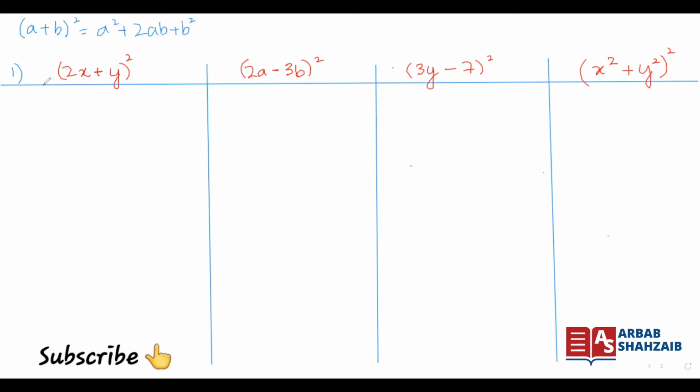So see, consider this is term A, this is B, and this is a plus b whole square. So now we will put these values into this formula.